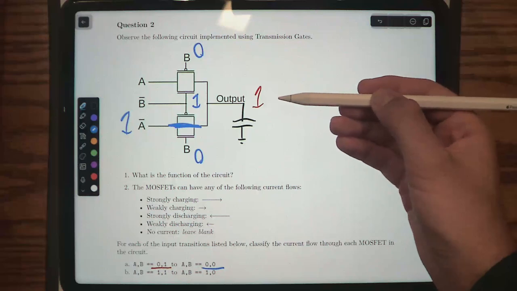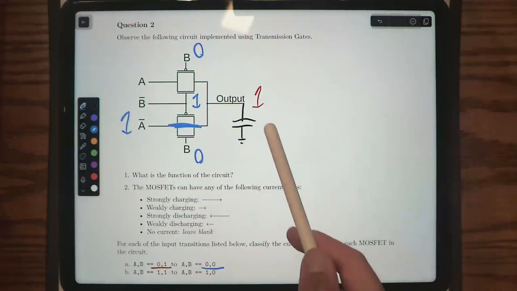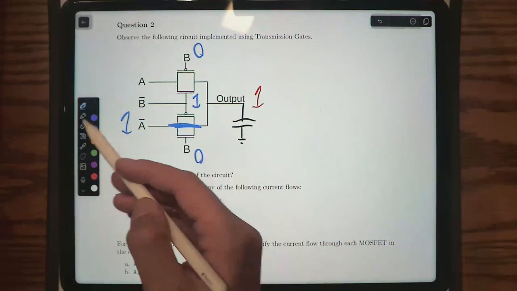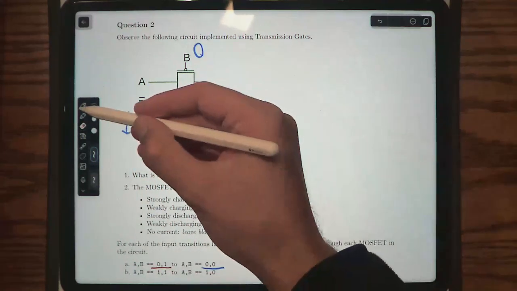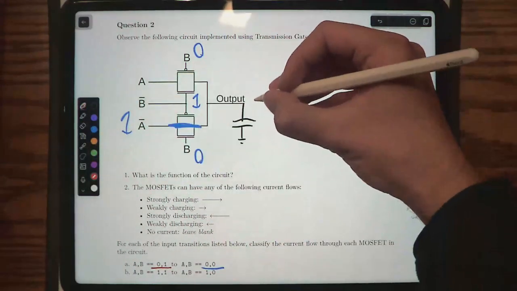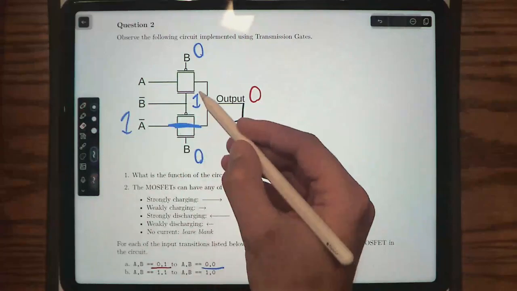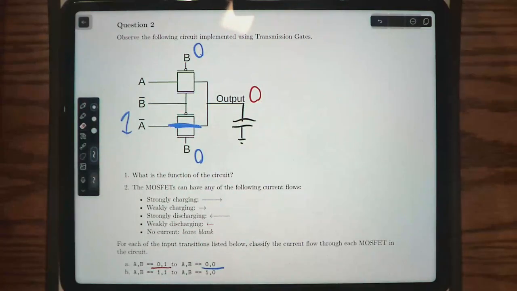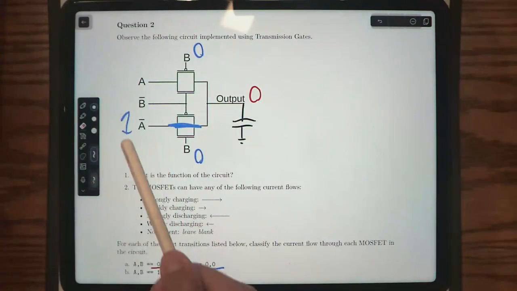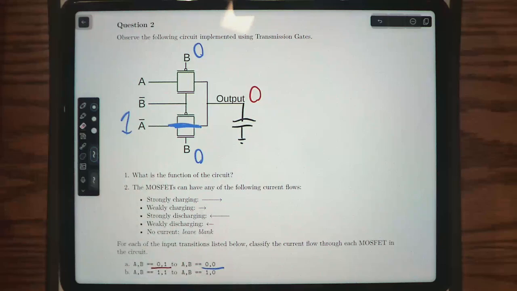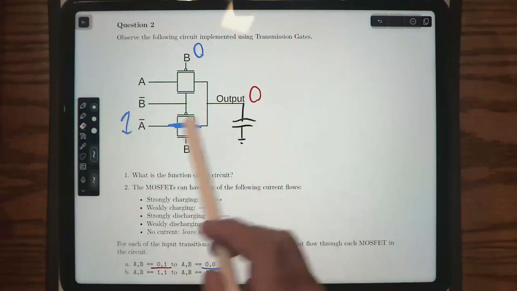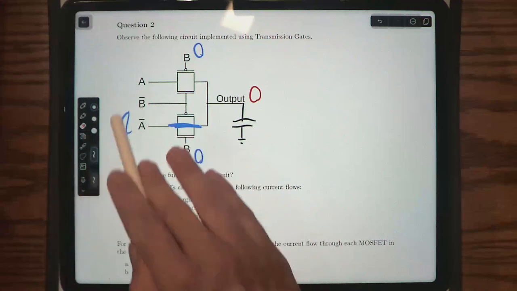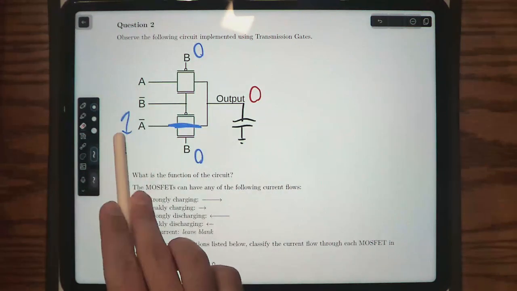So let's say that the input is 1 volt and the output is 0 and you're charging the output. Would the PMOS provide a strong charging current? Yes, exactly. Because the PMOS works best when it's tied to 1 volt. So no matter what, for the entire time, since it's tied to a strong 1 volt, the PMOS will be strongly charging up the capacitor.